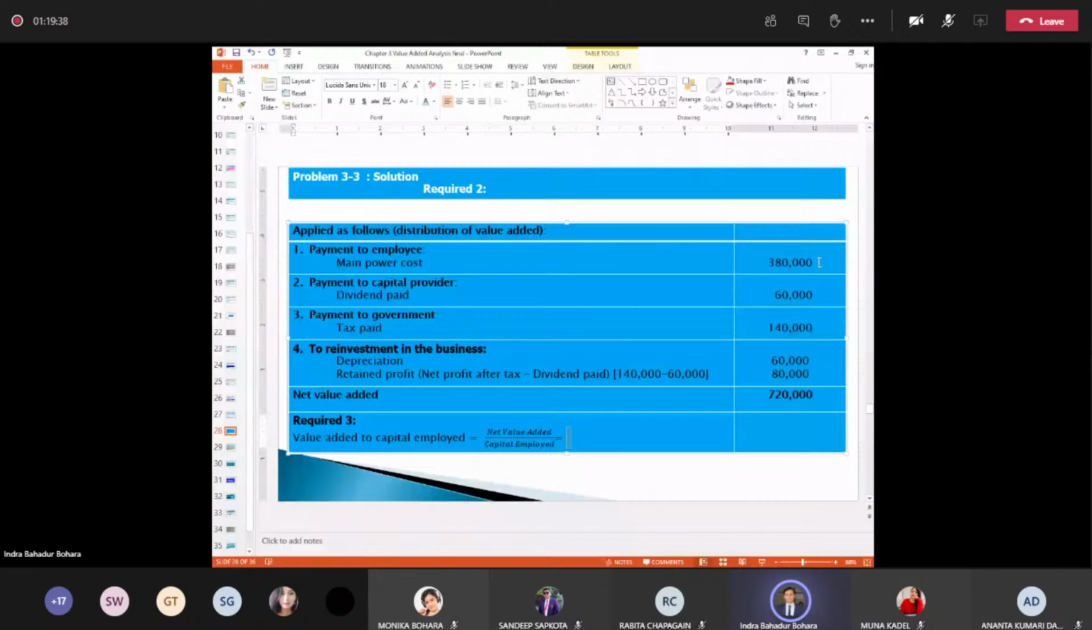Now this is Require 1 and 2. How do you see the distribution ratio of value added to different stakeholders? How do you see the distribution ratio? How much is the distribution ratio?